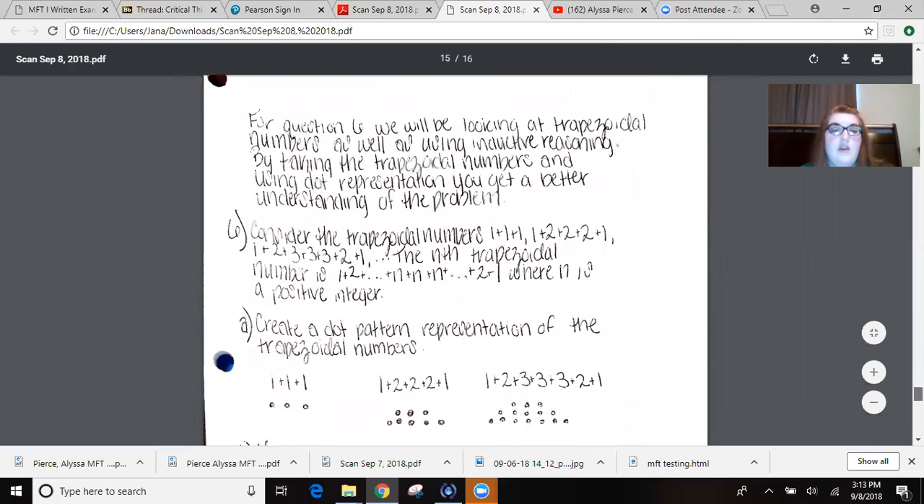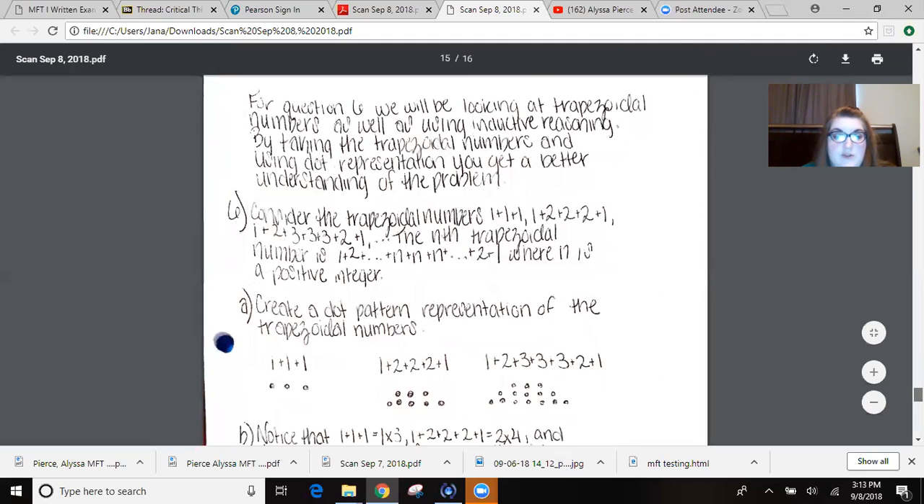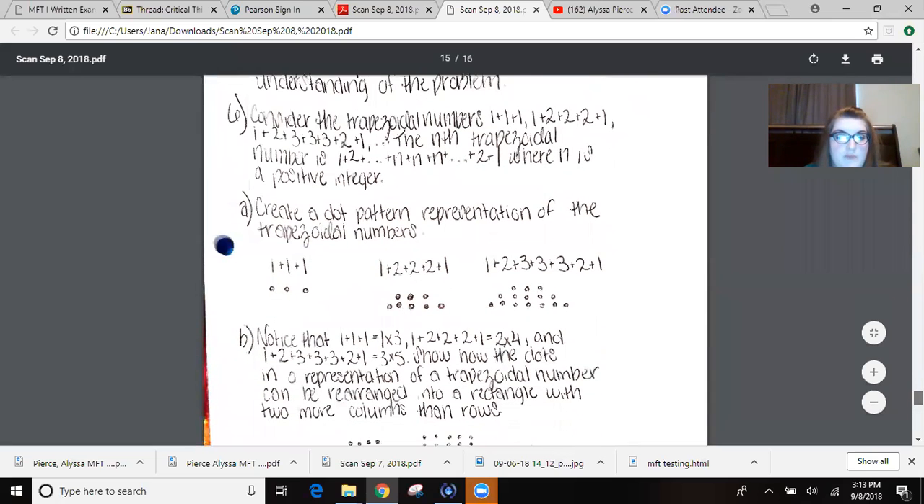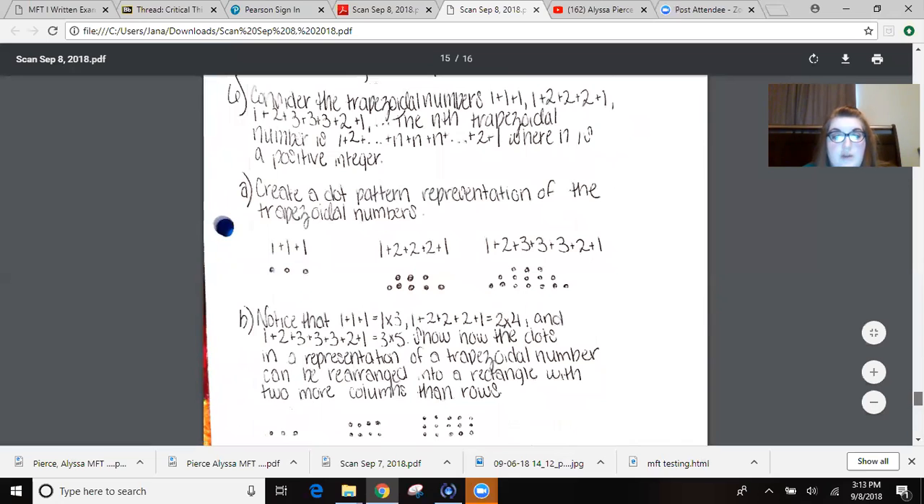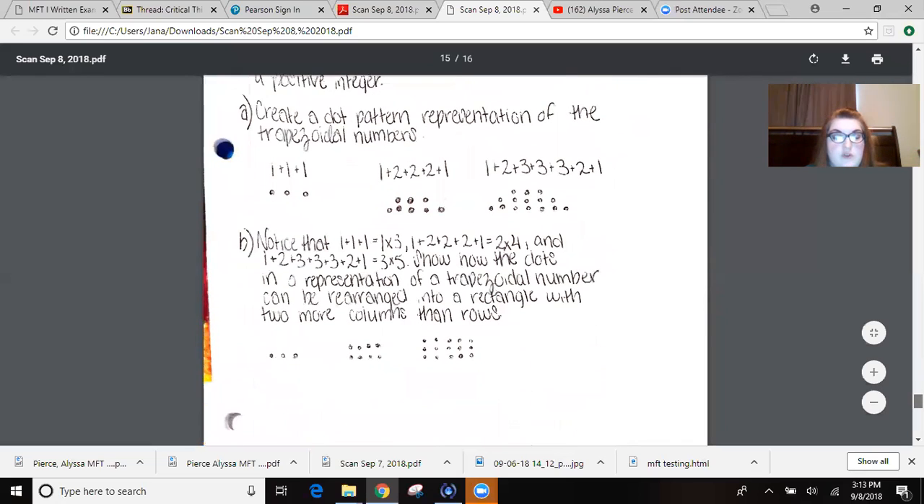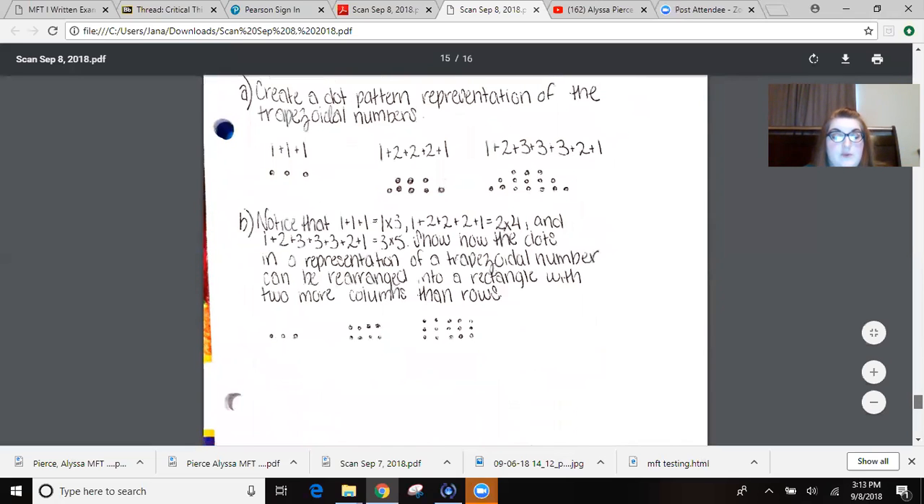married couples. For question 6, we'll be looking at trapezoidal numbers as well as using inductive reasoning by taking the trapezoidal numbers and using dot representation, in which you get a better understanding of the problem. You consider trapezoidal numbers 1 plus 1 plus 1, 1 plus 2 plus 2 plus 2 plus 1, 1 plus 2 plus 3 plus 3 plus 3 plus 2 plus 1, and then the nth trapezoidal number, where n is a positive integer. You're supposed to create a dot pattern representation of the trapezoidal numbers.